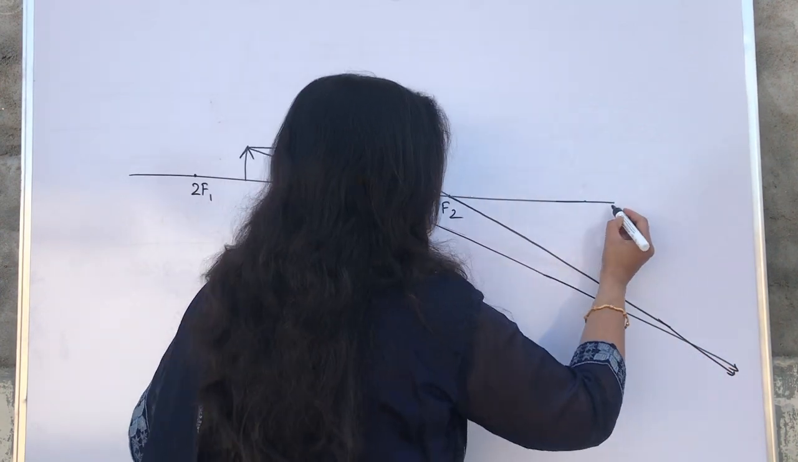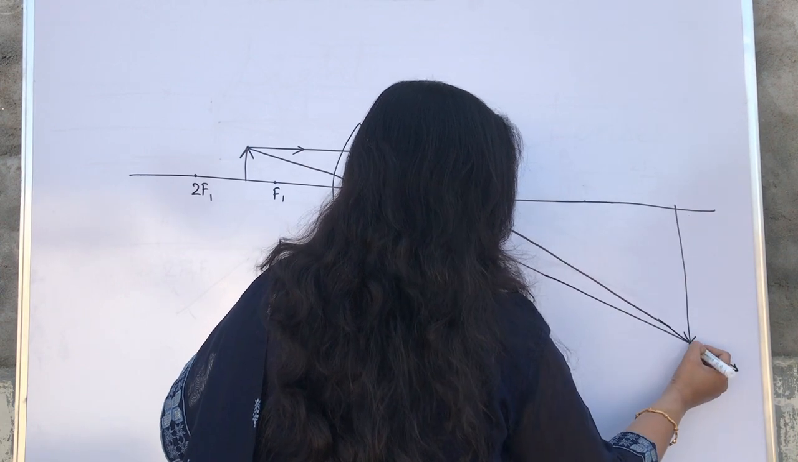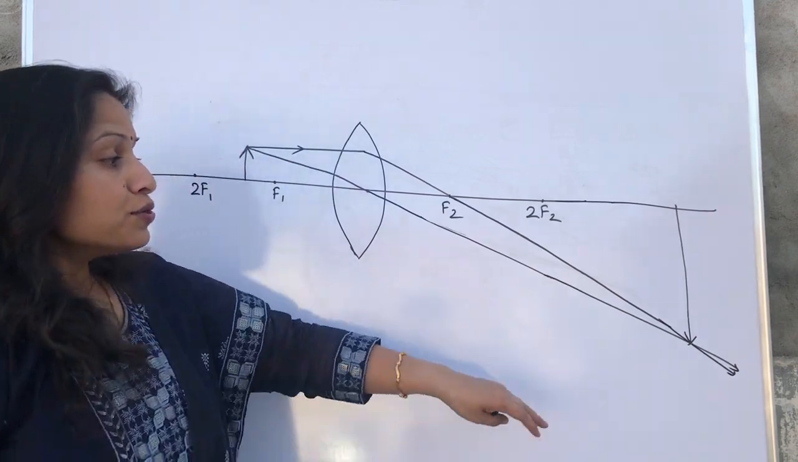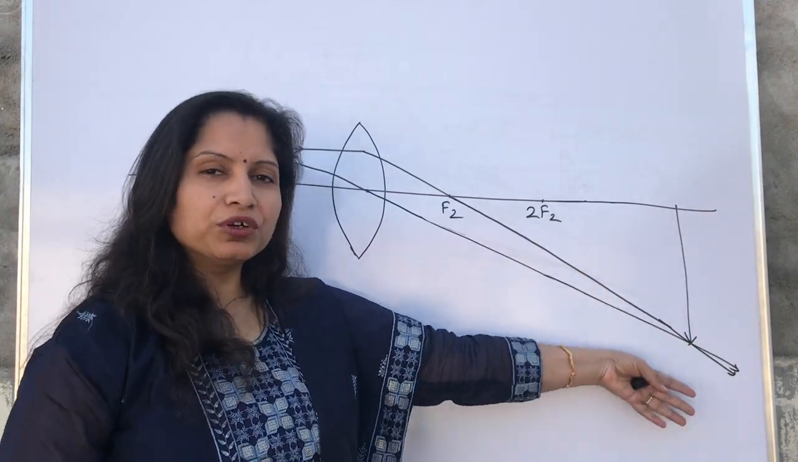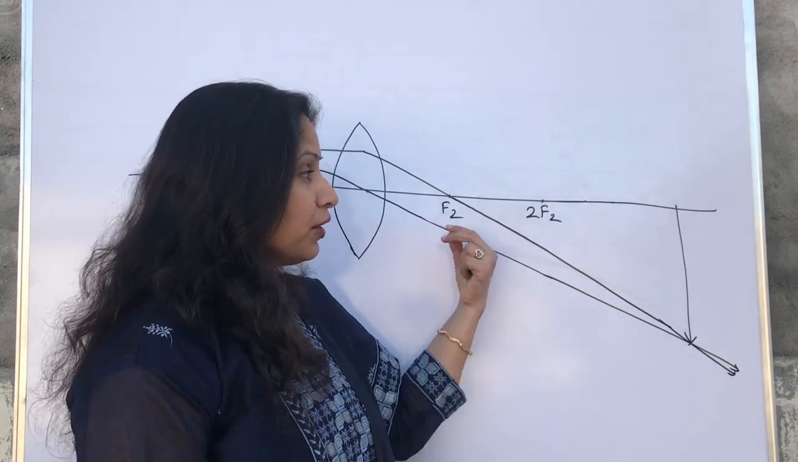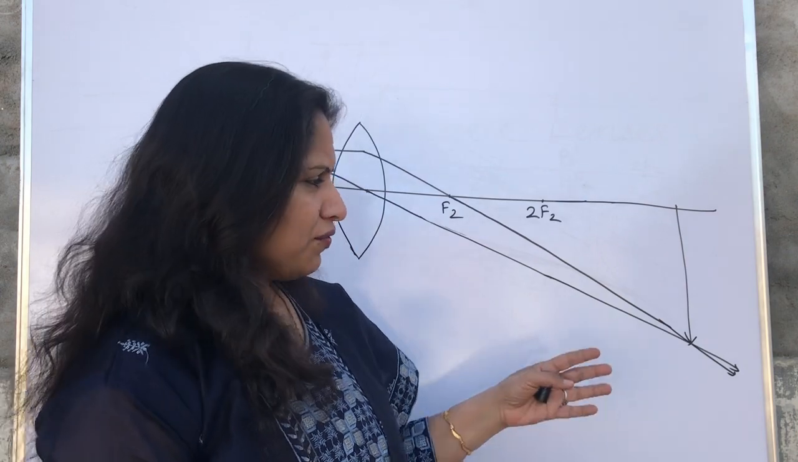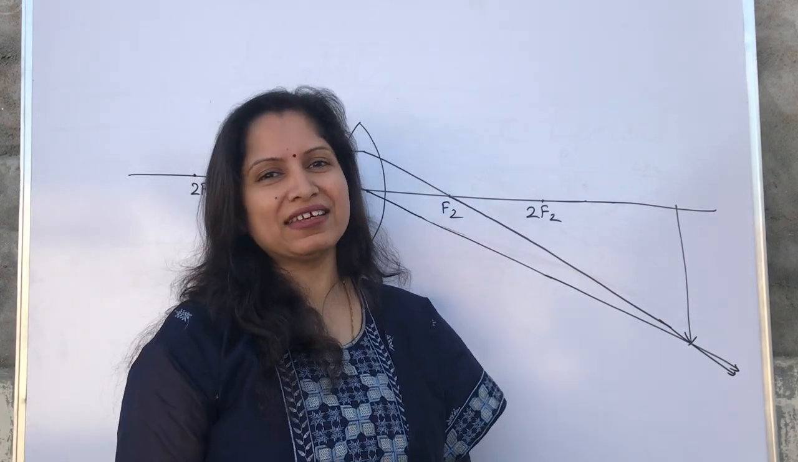So it's going too far away. The image is an enlarged one. A real, inverted, enlarged image is formed beyond 2F2. In practical life, have you ever seen such a sort of image? Yes, you all have seen that.